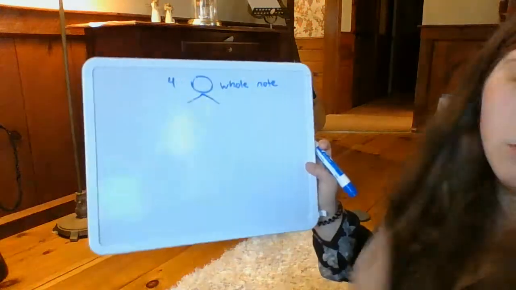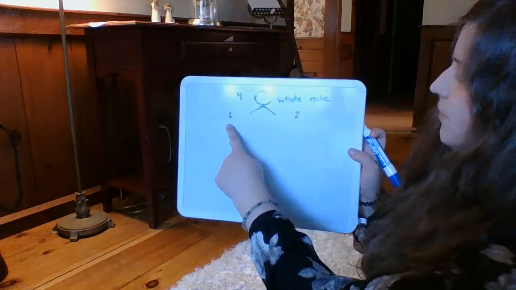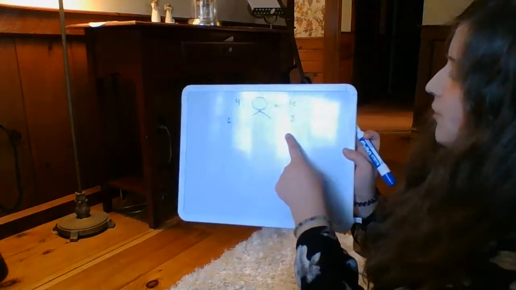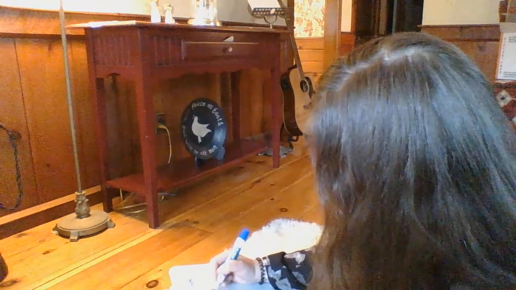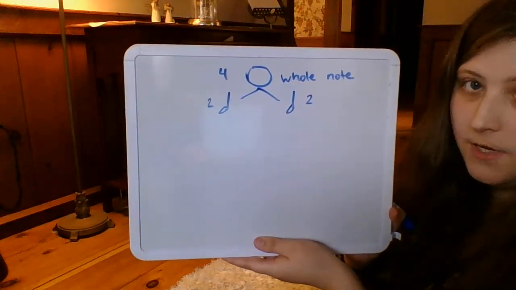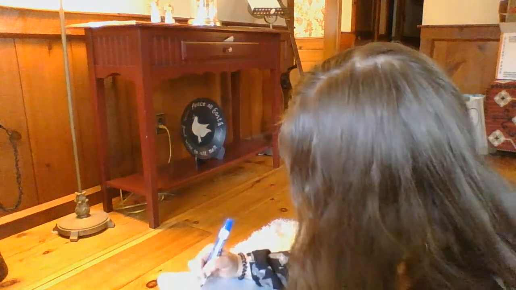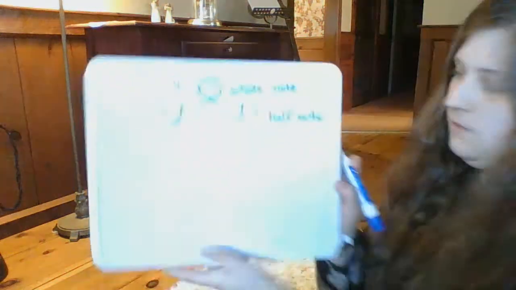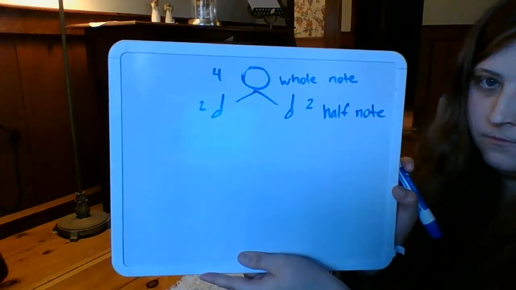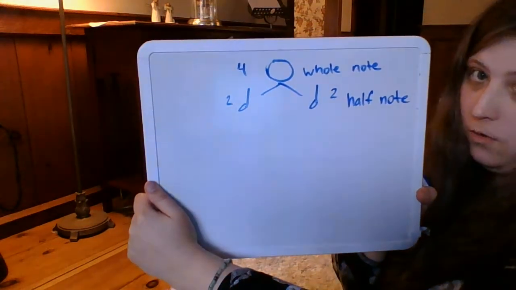If I were to split the whole note in half, I would need 2 beats and 2 beats to make 4. 2 plus 2 is 4. So this note looks like this. It's called a half note. Write that down. There are 2 half notes in a whole note because we split the whole note in half.